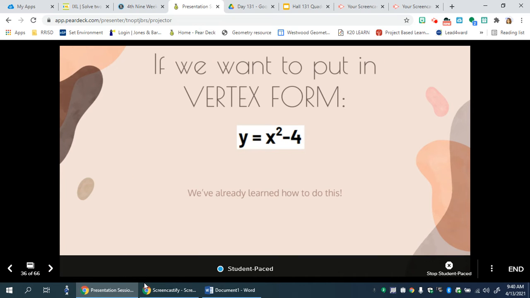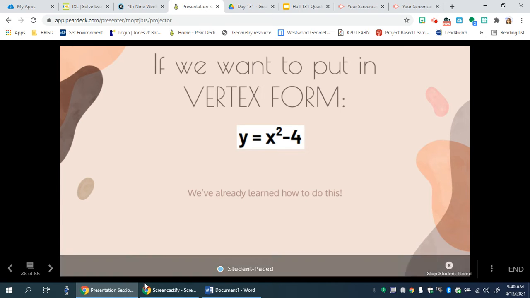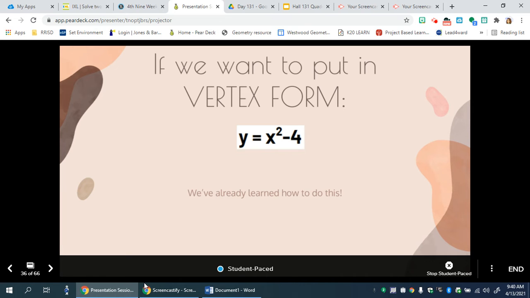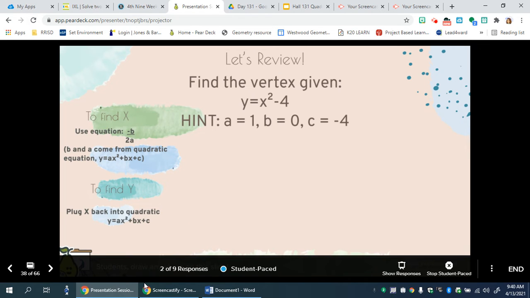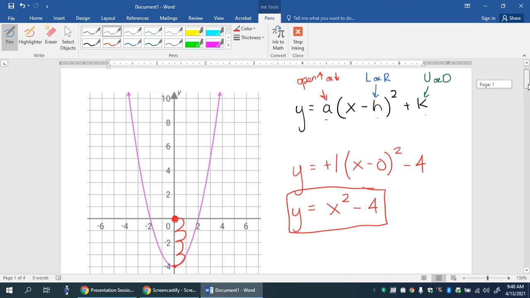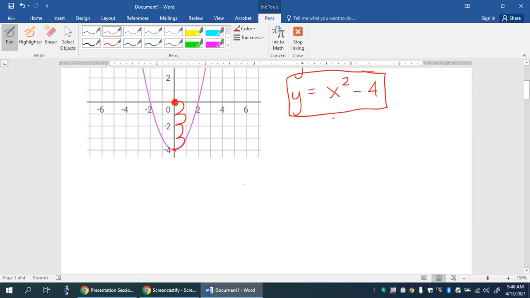But now what if I want to write it in vertex form? We actually already know how to do it. The big difference between standard form and vertex form is the vertex. So we need to take this equation, figure out what the vertex is, and put it back in. And the simplest way to find the vertex is by first solving for x, negative b divided by 2a, and then plugging that x back into the original quadratic equation to find y. So we're going to take our equation, which is y equals x squared minus 4, and attempt that. Okay?